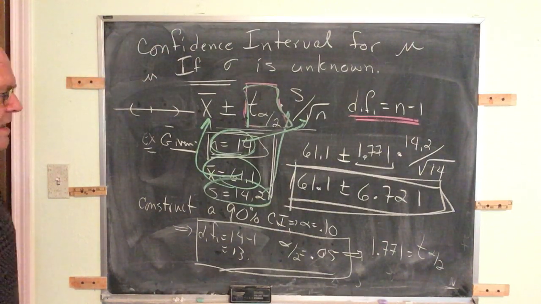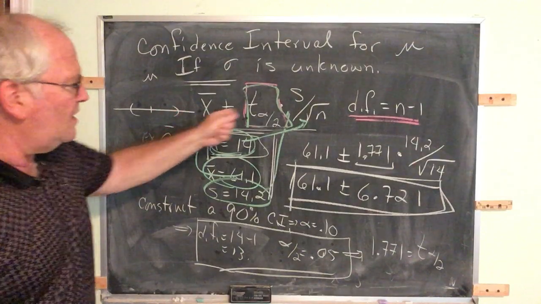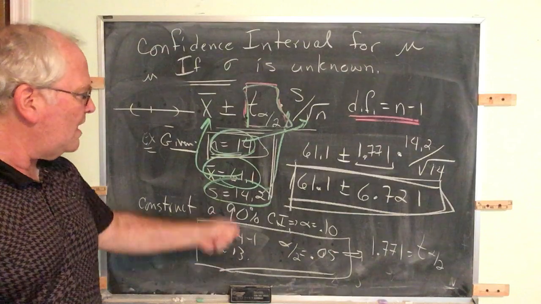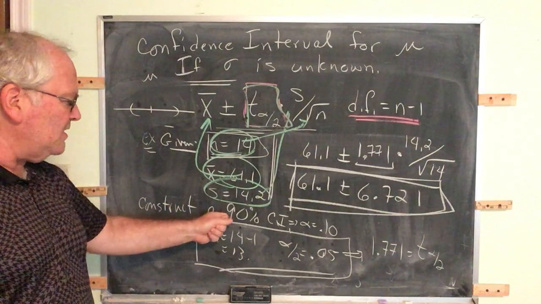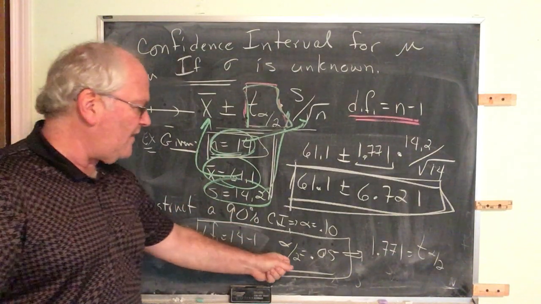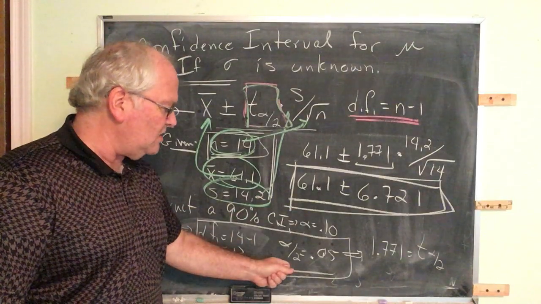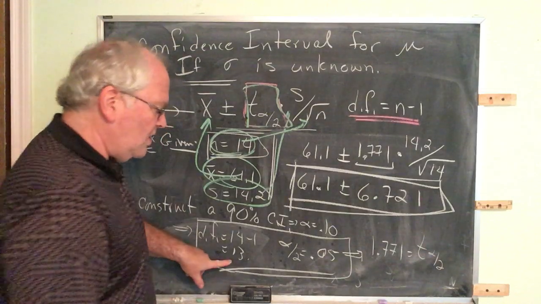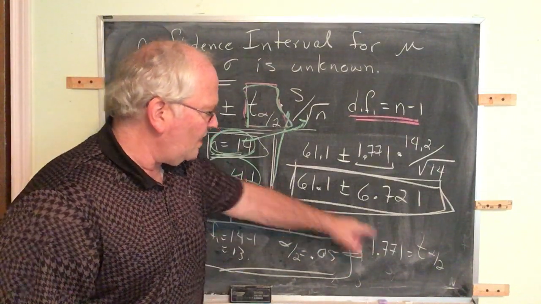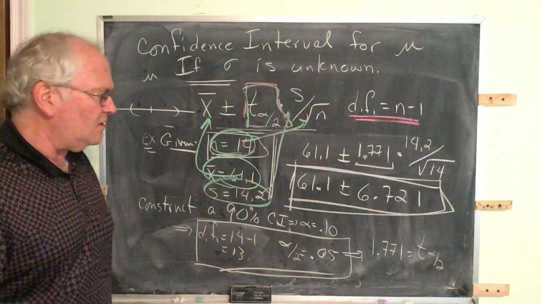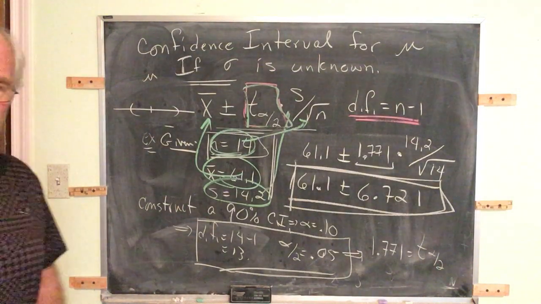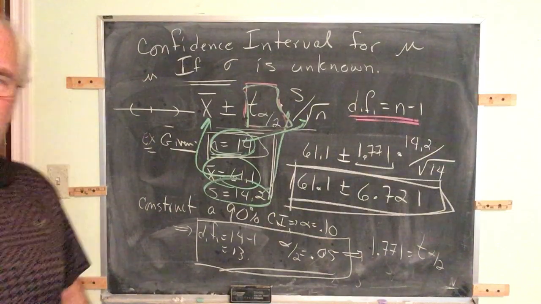So x bar is given, s is given, n is given. From n, compute degrees of freedom. Alpha, the confidence level, must be given. So compute alpha, divide by 2. Then find the values in this column, this row. That gives you the t value. Everything else is plug and chug and compute. So what I'll do next, in the next video, is just do several examples of this to get you the feel for how this works. This should be pretty straightforward.